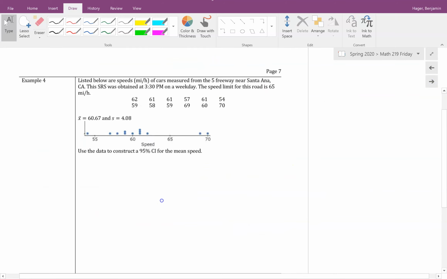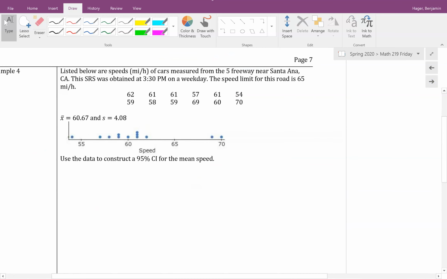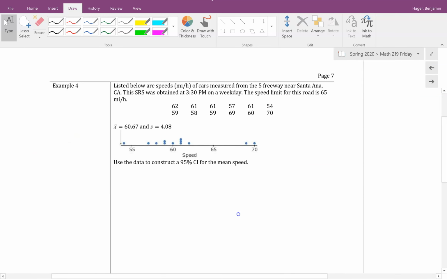So let's take a look at this example. The first few of these take a while, so just hang in there. Let's get through this one, and then let's see that the next one we do feels identical.